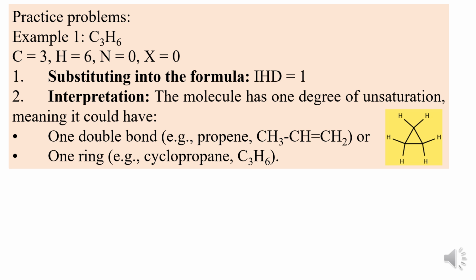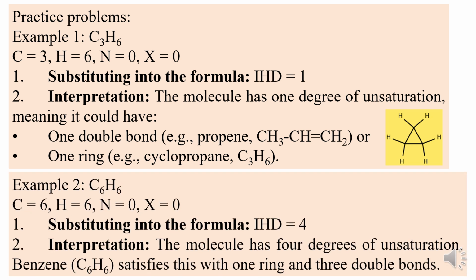So both propene and cyclopropane have the same molecular formula. So it could be either one of these two structures. And further, the structural confirmation can be done based on spectral characterization, that is based on spectroscopy methods.